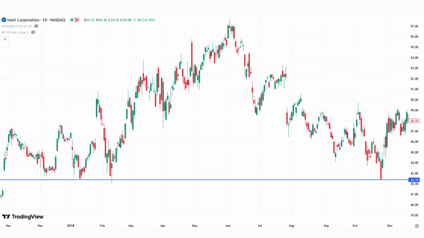Using the example of Intel from December 2017 until February 2018, we can see that every time Intel fell, the downside stalled around 42.39 before rebounding. This occurred 3 times. This support continued to be valid in late October 2018 when price fell sharply but bounced off the support around 42.39 and rebounded the next few days.